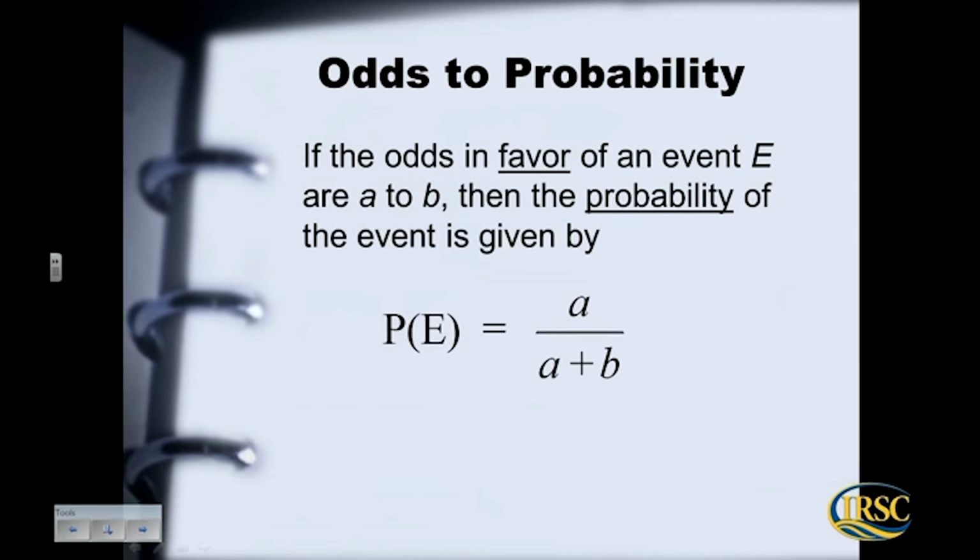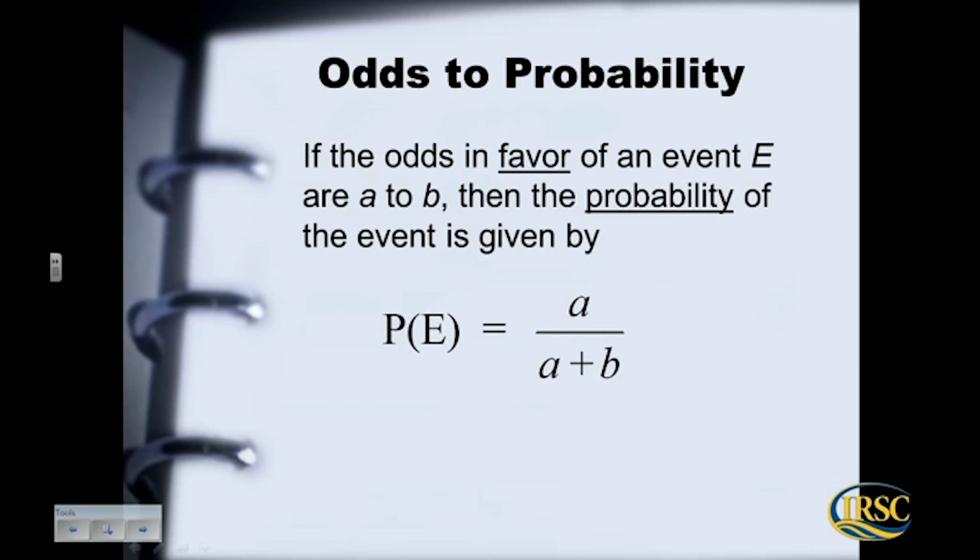Now it's very specific. Which odds do you need for this formula to work? In favor, right. You need the odds in favor for this particular formula. So if you're given the odds against, what do you have to do to those numbers first? Flip them, right, flip them. And then you can plug them into this formula.